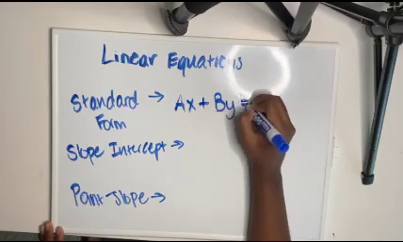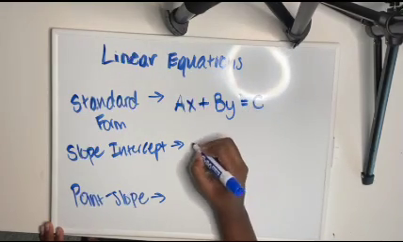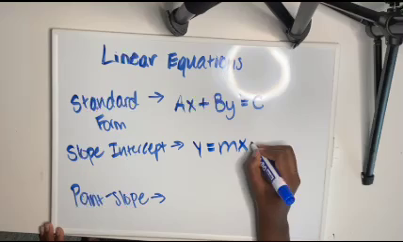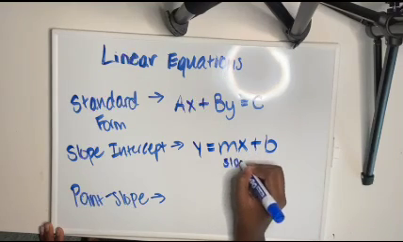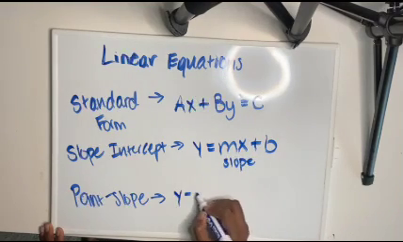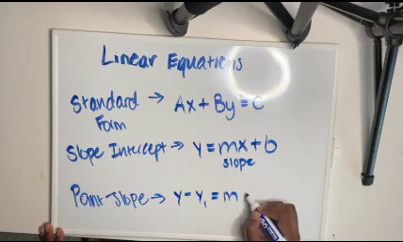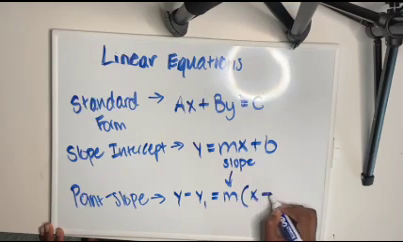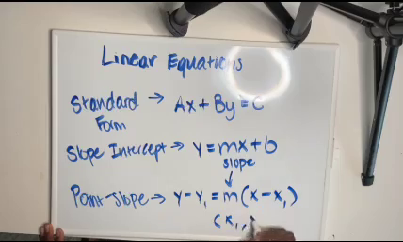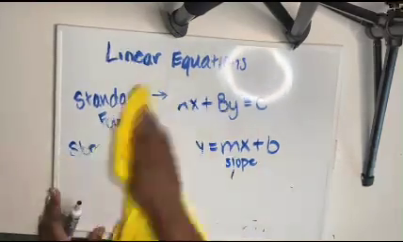ax + by = c is the standard form, while slope-intercept is y = mx + b. You see this one a lot, and this is one where m is the slope. y - y1 = m(x - x1) is point-slope form, and this includes a point and a slope in its form, hence the name.